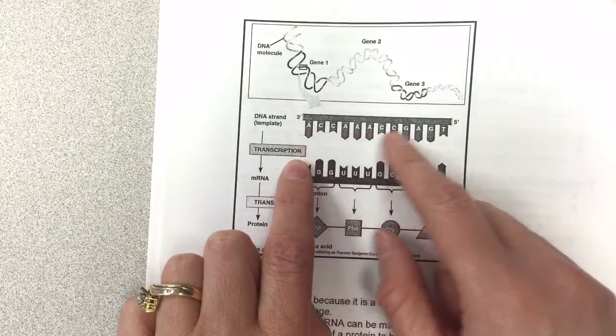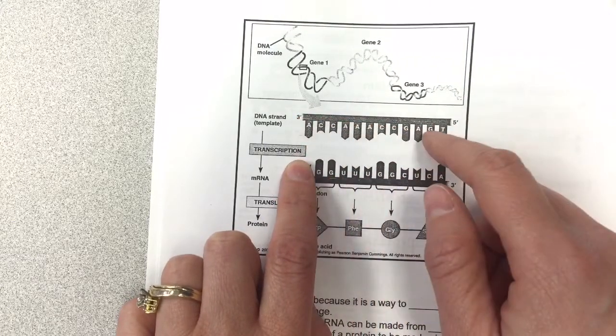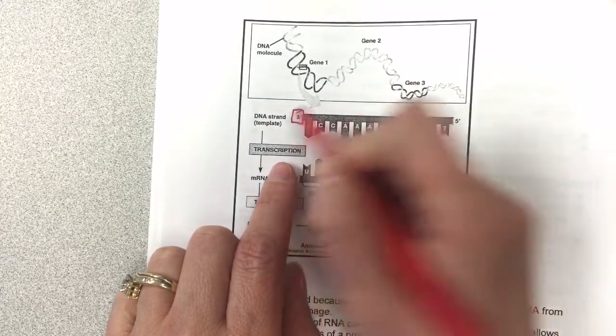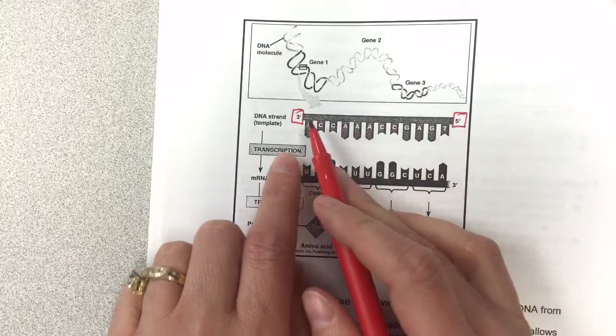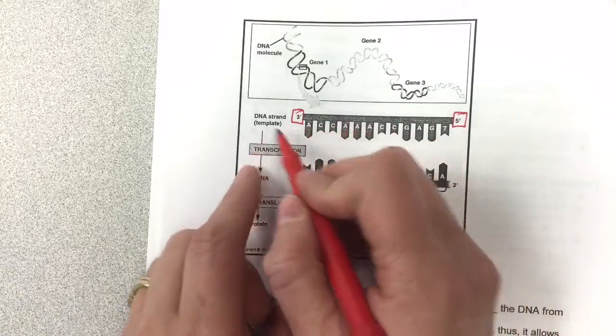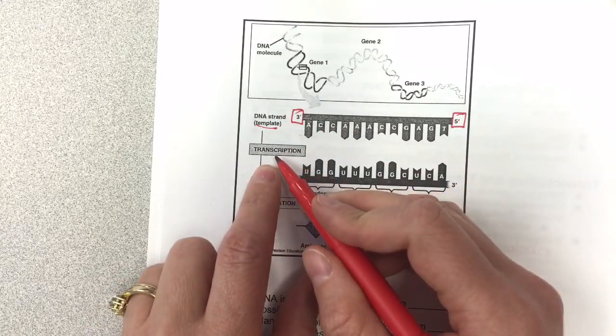And here's your bases sticking out. So this line here represents the phosphate sugar backbone. Notice here the DNA, we're going from 3 to 5 prime. So it's going from 3 to 5 prime, and that's because we're going to make an mRNA strand from this. So we're using this as a template, and we're going to make an mRNA strand. That's transcription. That's the first step.